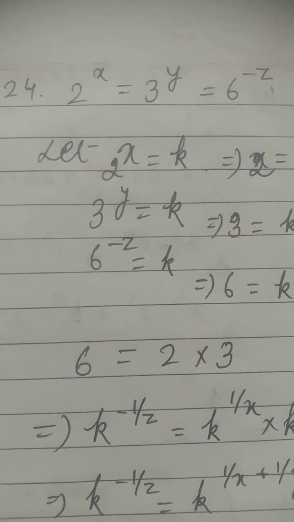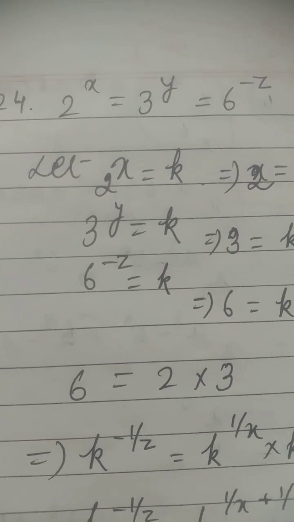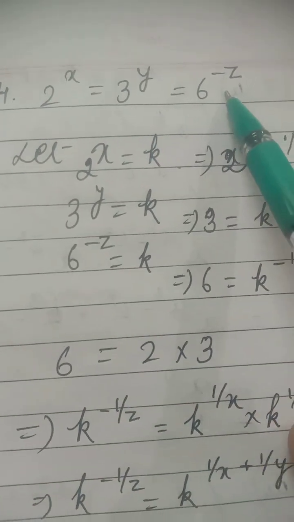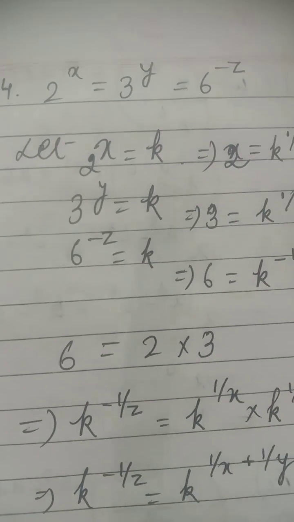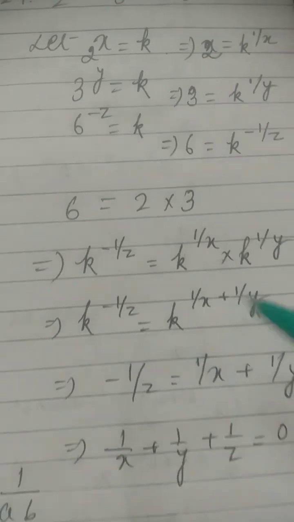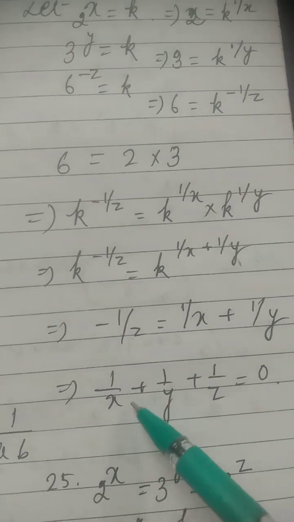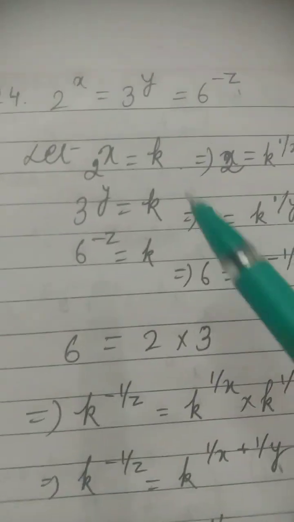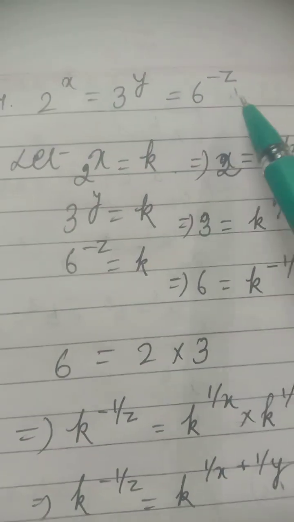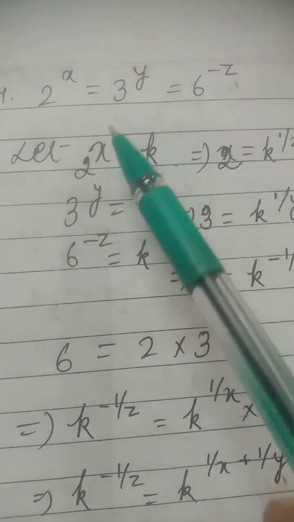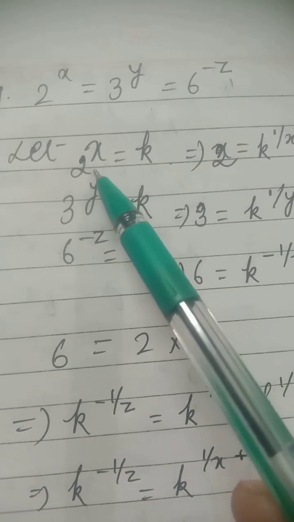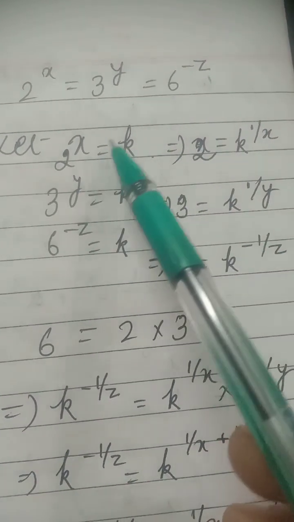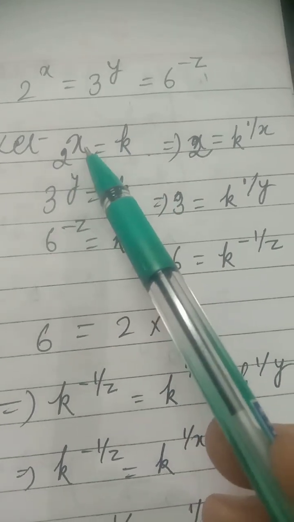This is question number 24. Here it is given 2 to the power x equals 3 to the power y equals 6 to the power minus z, and you have to prove that 1 plus 1 by x plus 1 by y plus 1 by z equals 0. Since each of the terms are equal, we'll write 2 to the power x equals k. So this is the base, this is the exponent.